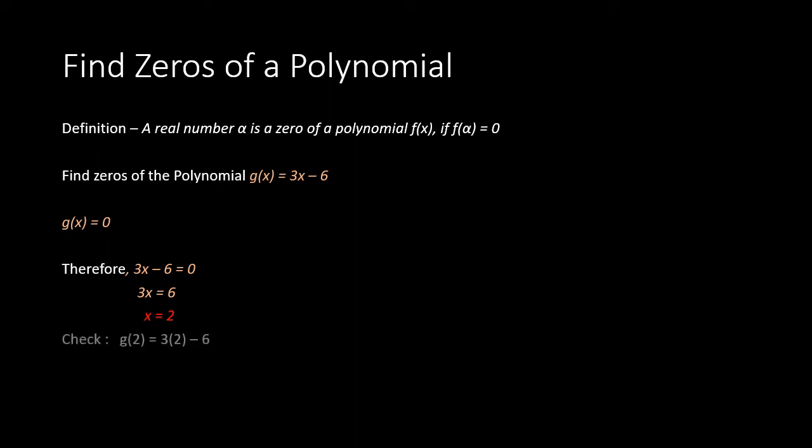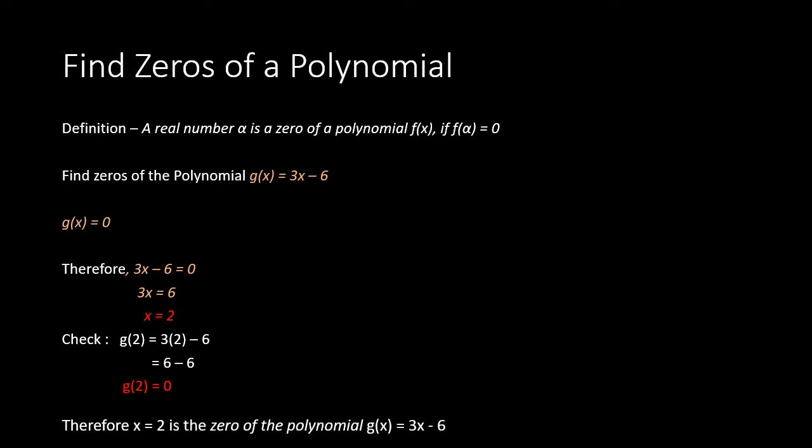Let's check. g of 2 equals 3 into 2 minus 6, which is 6 minus 6 equals 0. So this proves that x equals 2 is the zero of the polynomial 3x minus 6. Got it? Nice.